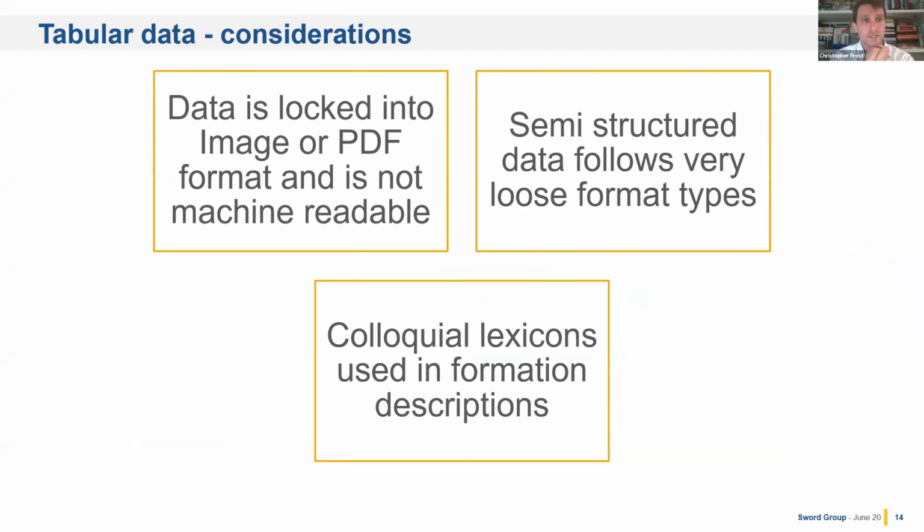So looking at the tabular data extraction, we had three main considerations. We've got data that's locked into image or PDF format and is not machine readable, which is no good for a machine learning project. We've got semi-structured data, which in many cases followed very loose format types. And we had colloquial lexicons used for formation descriptions, meaning that it was a little bit difficult to make one coherent data set.